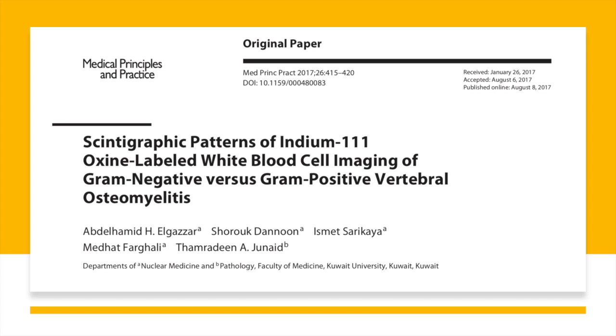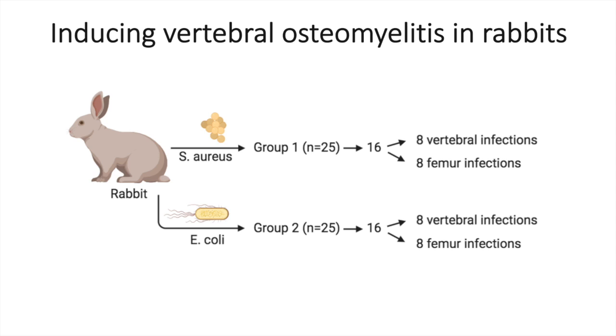The article that I have selected is titled Scintigraphic Patterns of In-111 Oxine-Labeled White Blood Cell Imaging of Gram-Negative versus Gram-Positive Vertebral Osteomyelitis. For those of you who don't have a radiopharmaceutical background, the In-111 oxine is a radiopharmaceutical that is attached to the white blood cells in order to help us image where the accumulation of these white blood cells is happening. Now, it's a mouthful, I do realize that, but once you get to the procedures and what they were doing in this article, I believe you will find it very interesting.